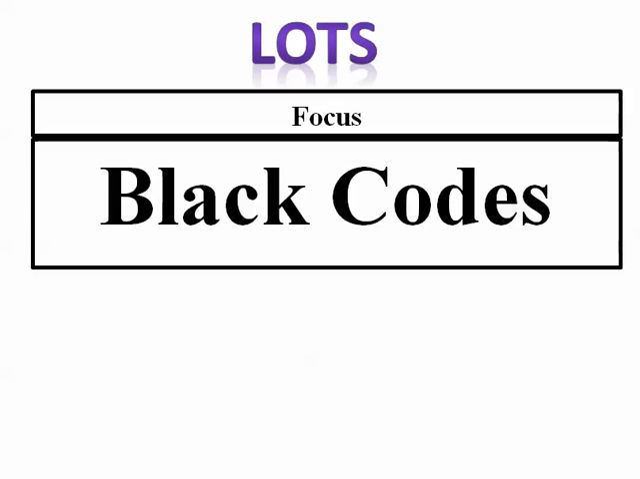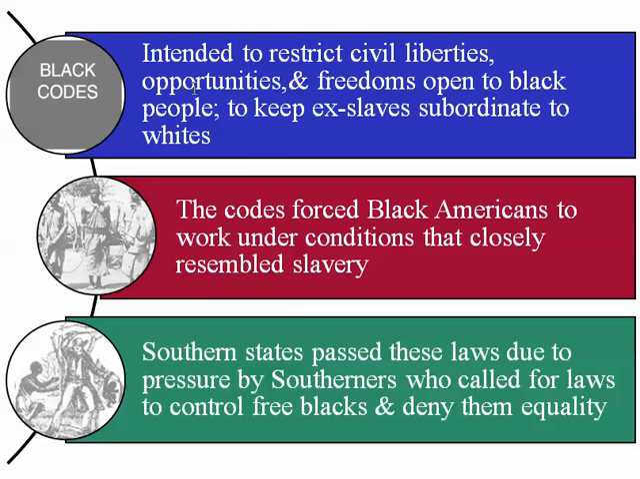Alright, so let's jump back into these black codes. Let's talk about their intentions first. Let's look at those three big ones. The black codes were intended to restrict or keep civil liberties from black people, keep them from having equitable opportunities or freedoms that whites would have. Those were open to black people during Reconstruction. So to keep them from having those, they passed these black codes to keep these former slaves subordinate to whites. In other words, inferior to whites.